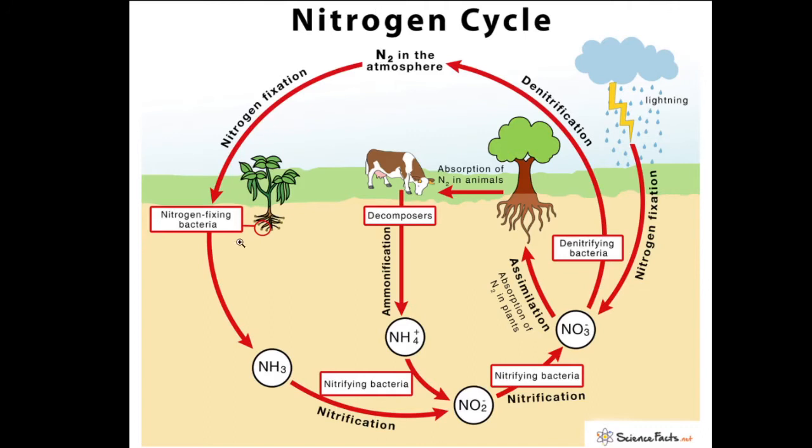Nitrogen has a similar cycle where nitrogen from the atmosphere can be fixed by plants or through other processes, and then ultimately makes its way into plants and animals, and then just continues to cycle around.